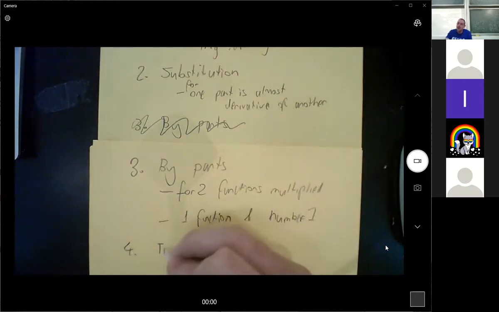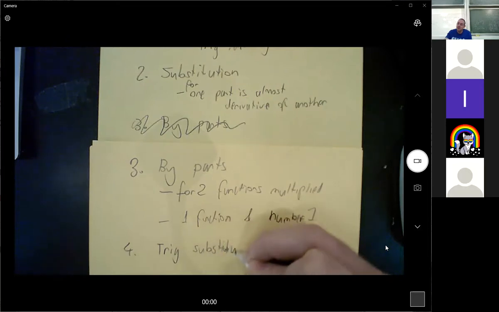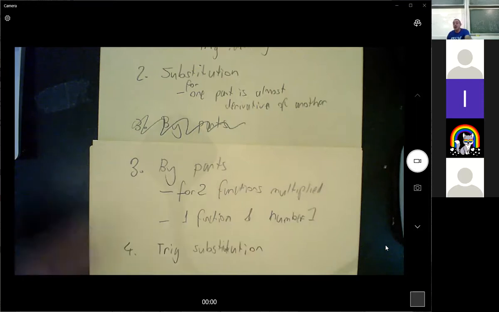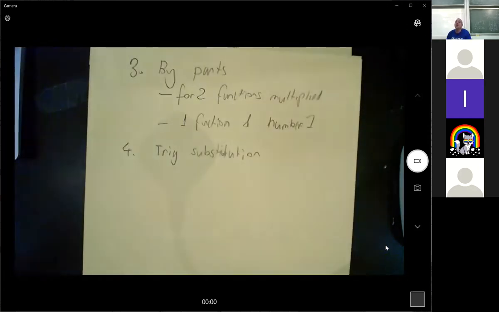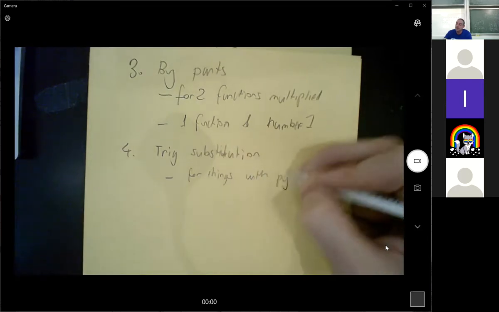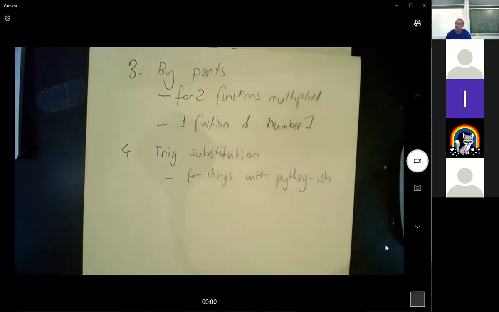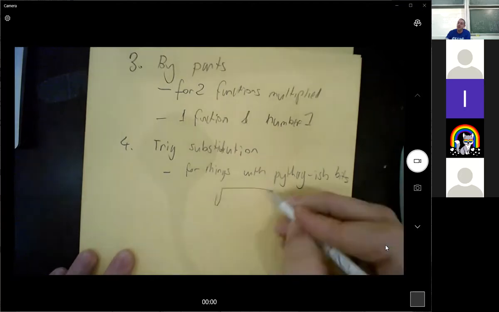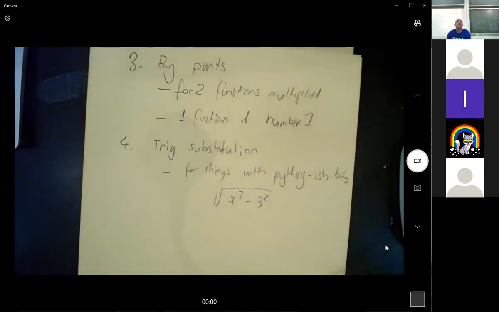And technique 4 is trig substitution, which is a fancy kind of substitution. So you could put it back at this level, but I'm putting it here because I wouldn't try it early. Trig substitution is specifically designed for getting rid of annoying square roots, for things with Pythagoras bits. It's the sort of thing that would happen if you did Pythagoras' theorem on something and you got a square root with something squared plus or minus something else squared. That's the sort of thing that we're going for.